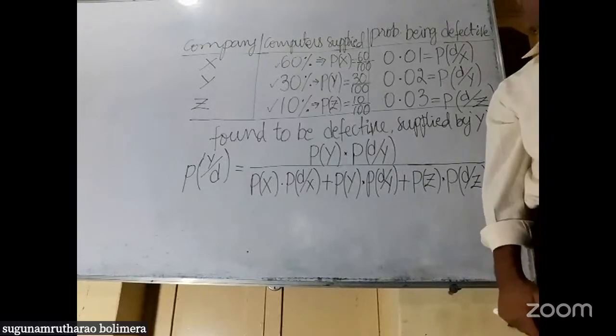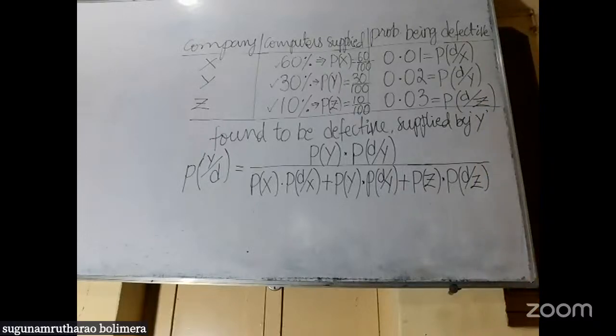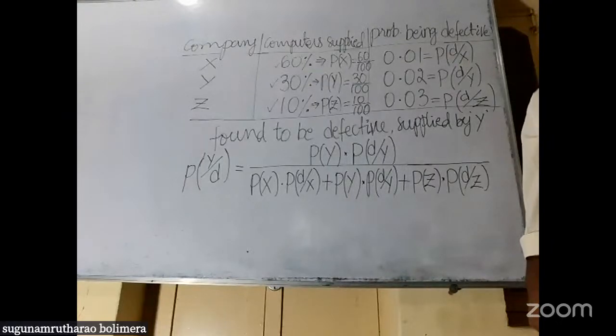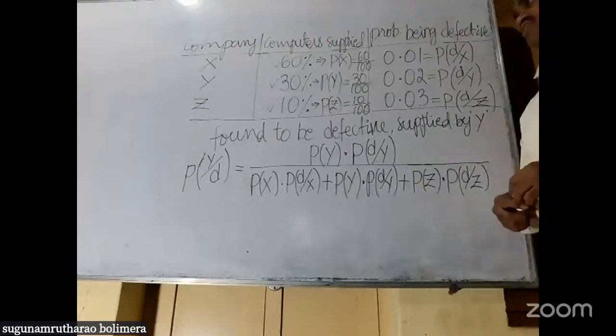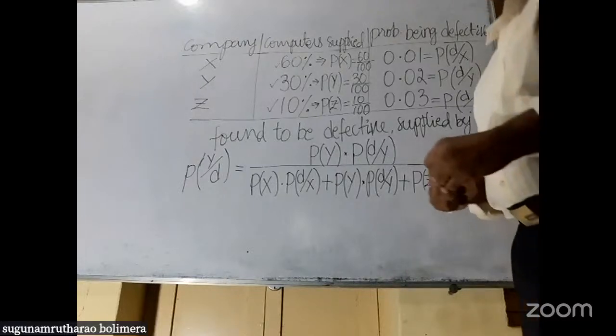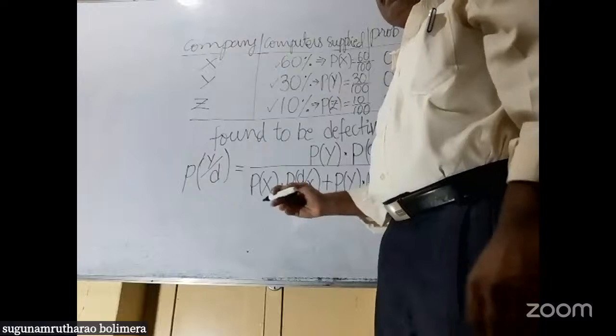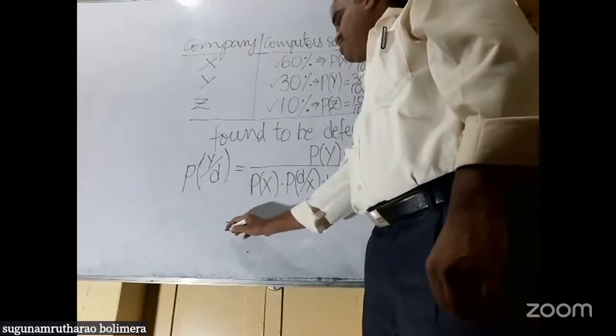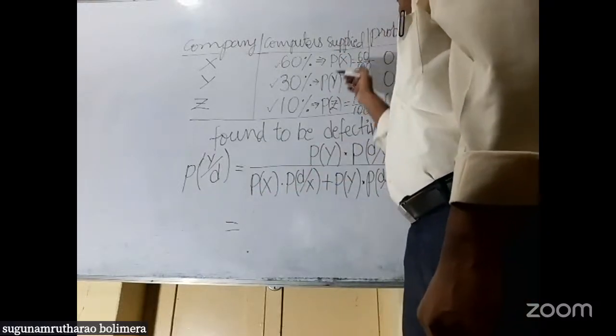0.1, 0.2, 0.3, 0.4. Make it quick, fast. See, don't take much time. Doing calculation quickly also is very important. Why? 60%.